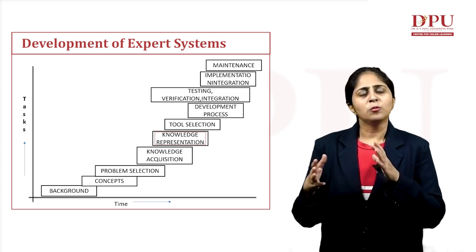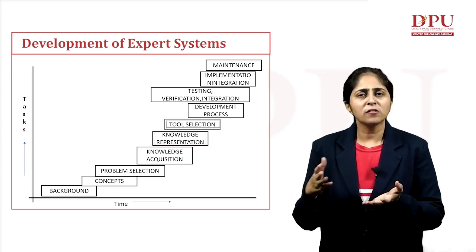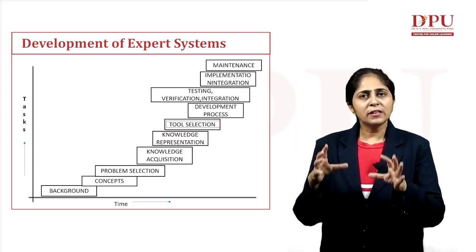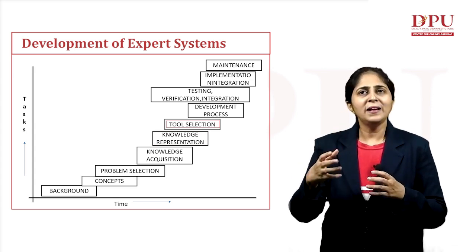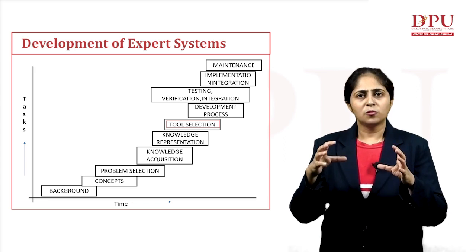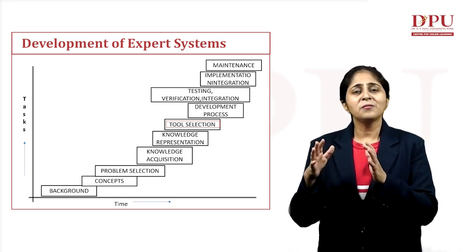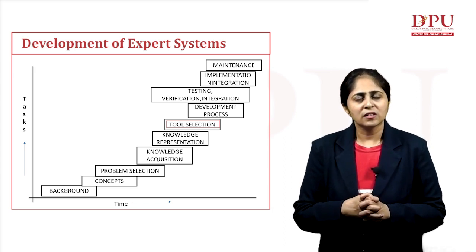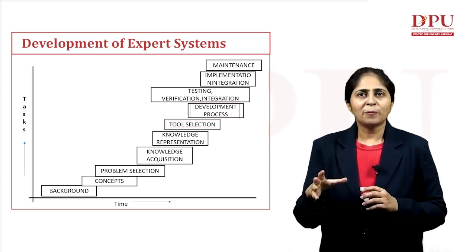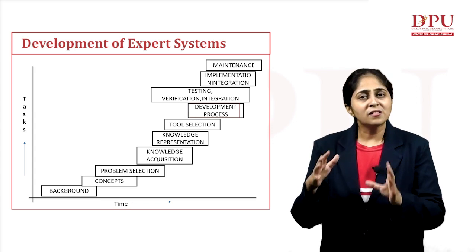After that, we have to do the process of tool selection. We have to select various tools which are required to build the expert system. So, after the knowledge representation, we have to select the various tools which are required for this. Next would be the development process. This is the main step.